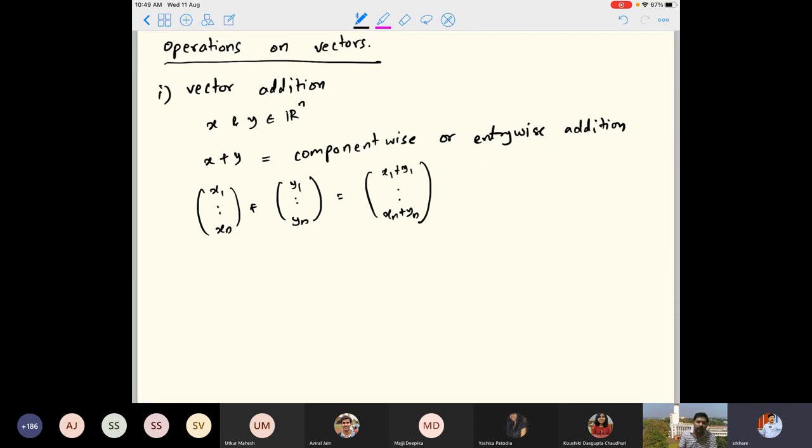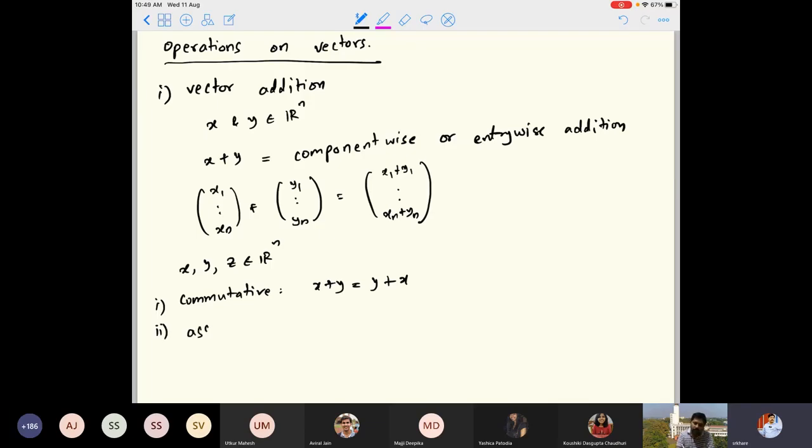There are certain properties of this vector addition. The properties are trivial, so I'll just write them down and you can convince yourself of them. The first property is commutativity. Vector addition is commutative. Commutative means you add x plus y in any order, x plus y or y plus x, and the result is the same.